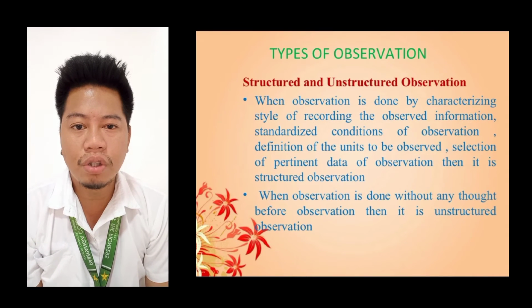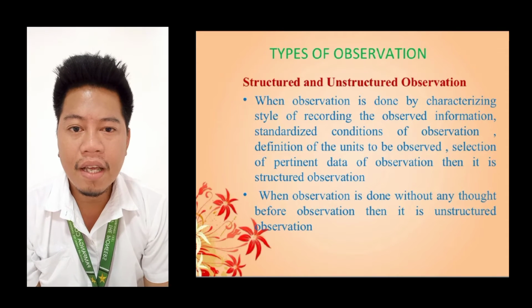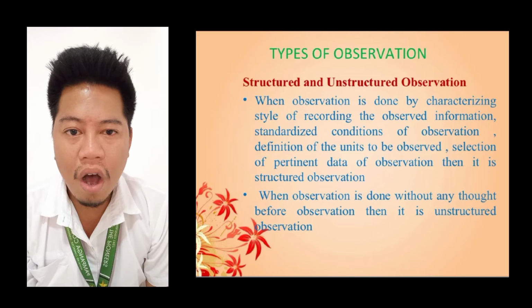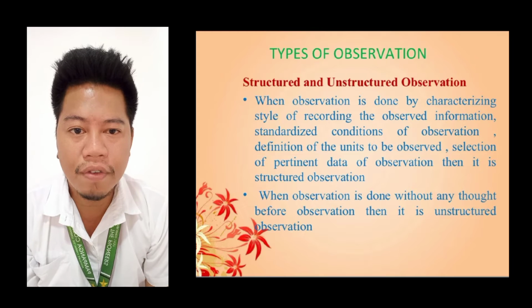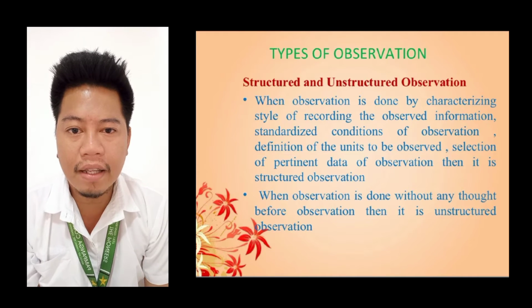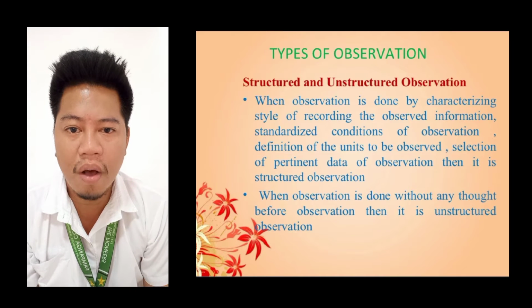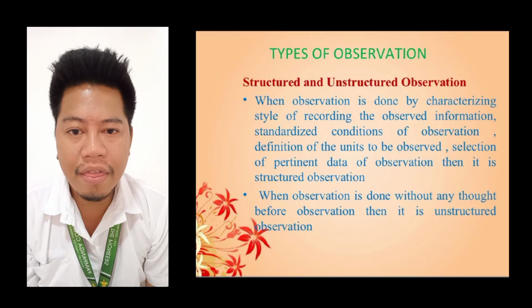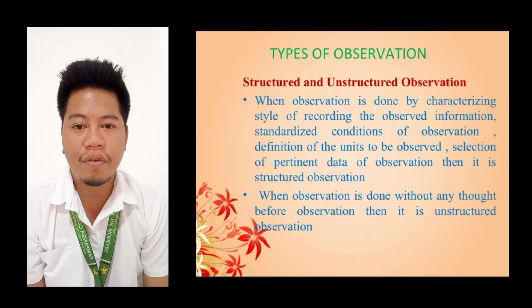Structured and unstructured observation. When observation is done by characterizing style of recording, the observed information standardized, conditions of observation, definition of the units to be observed, selection of pertinent data of observation, then it is structured observation. When observation is done without any thought before observation, then it is unstructured observation.